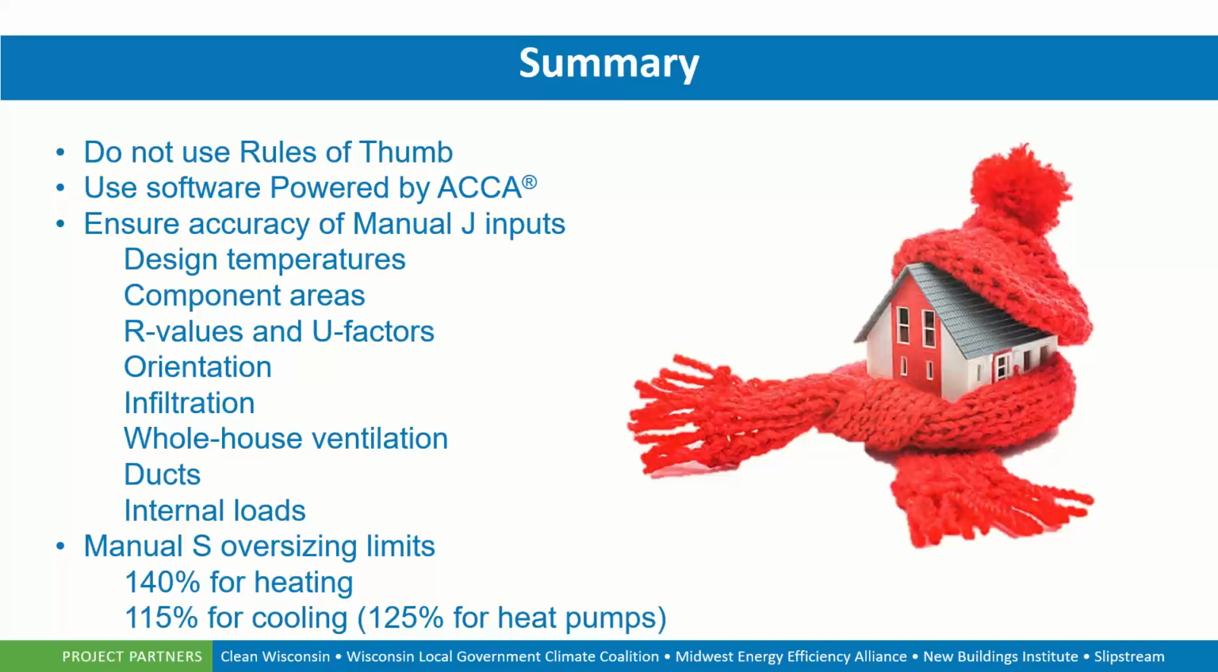And when we look at that Manual S oversizing, making sure we don't go past that 140% on heating, the 115% for cooling, or 125% for heat pumps. Stay within those limitations, and it will help to provide for a properly designed system, which leads to comfort for the end user and less operating expenses, plus less expense initially for the installation of the equipment.